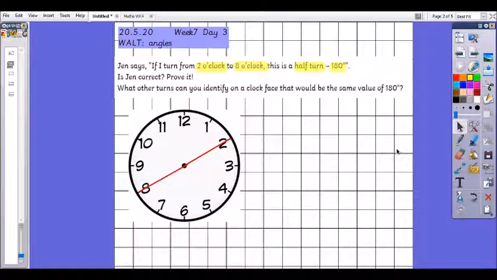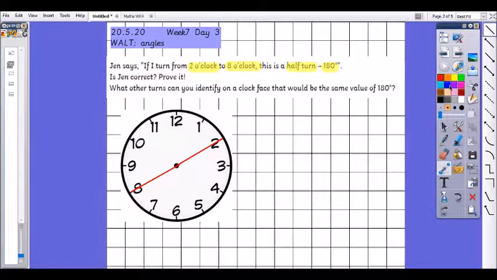Now to look at other turns that we could identify on our clock face that would be the same value as 180, all we need to do is find different ways of splitting our clock face in half. For example, if she started facing towards 3 o'clock, she would have to turn to 9 o'clock to make that a half turn, and then one more, if she started at 6 o'clock, she would have to turn to 12 o'clock to make that a half turn.